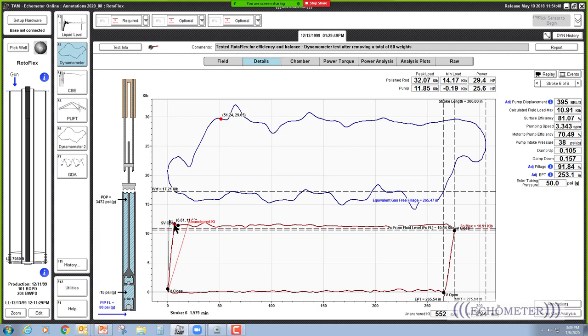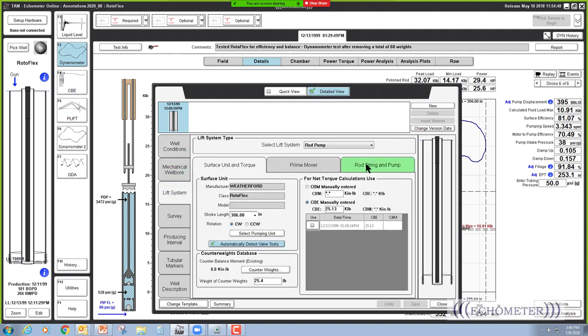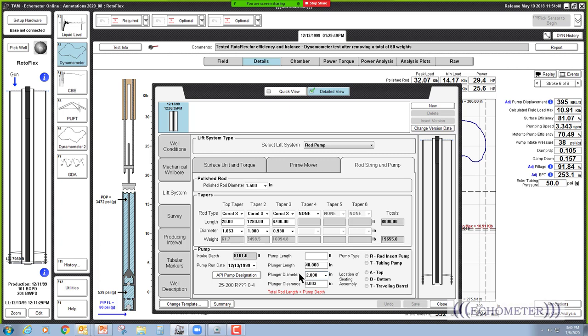And why is there slippage? Because this is a big diameter plunger. If we click on edit and look at the edit tab on the pump information, on the lift system we'll see that the plunger size is 2-inch. So it's a big pump, and the bigger the pump, the more the pump clearances are going to cause slippage. This is a contributor of slippage, and it's only 4 foot long. You can increase the plunger length and make it leak less.